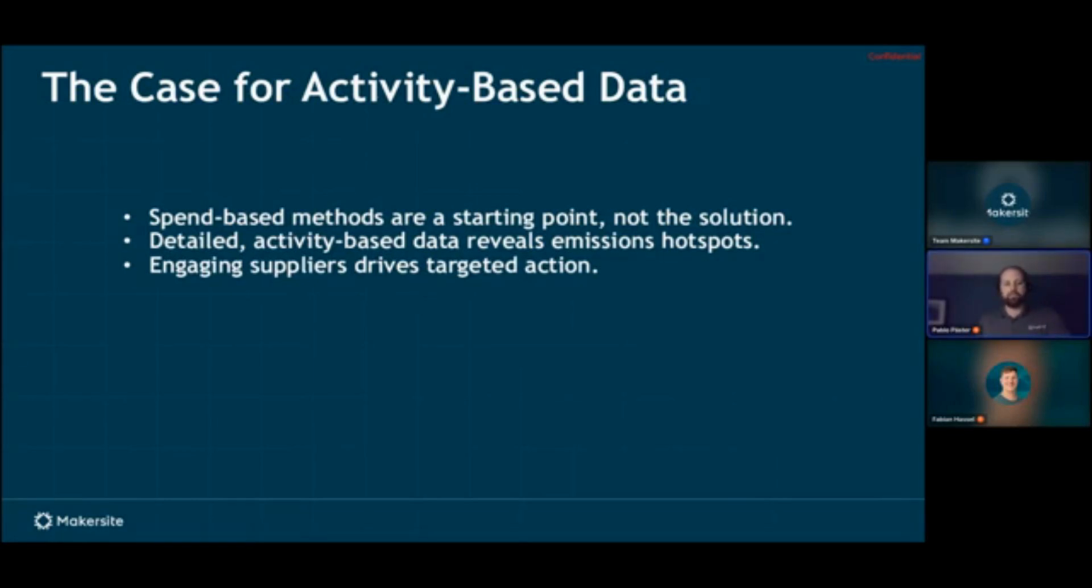So to achieve a real impact, companies need detailed activity-based data so that we can find those emission hotspots, so we can identify which suppliers are succeeding and which ones are falling short. Direct supplier engagement is key to identifying opportunities for reduction and achieving measurable progress.